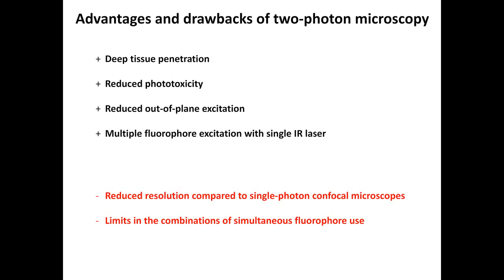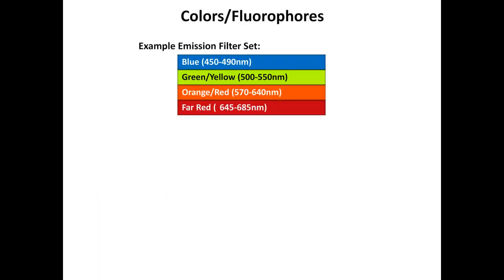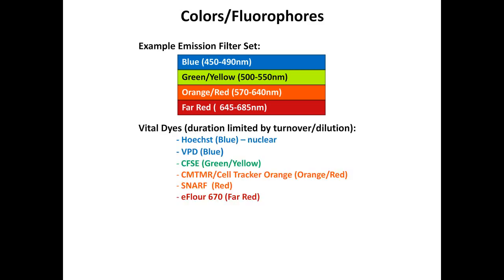And there's also some limits in the combination of fluorophores that can be used at the same time. So I'll go a little bit into the different types of dyes and fluorophores that can be used. In a typical two-photon microscope, you most likely will have 4 different detectors, or PMTs, photomultiplier tubes. And with typical filter sets, you can image in a blue channel, a green-yellow channel, an orange-red channel, and a far-red channel. So you can image up to 4 different colors at the same time.